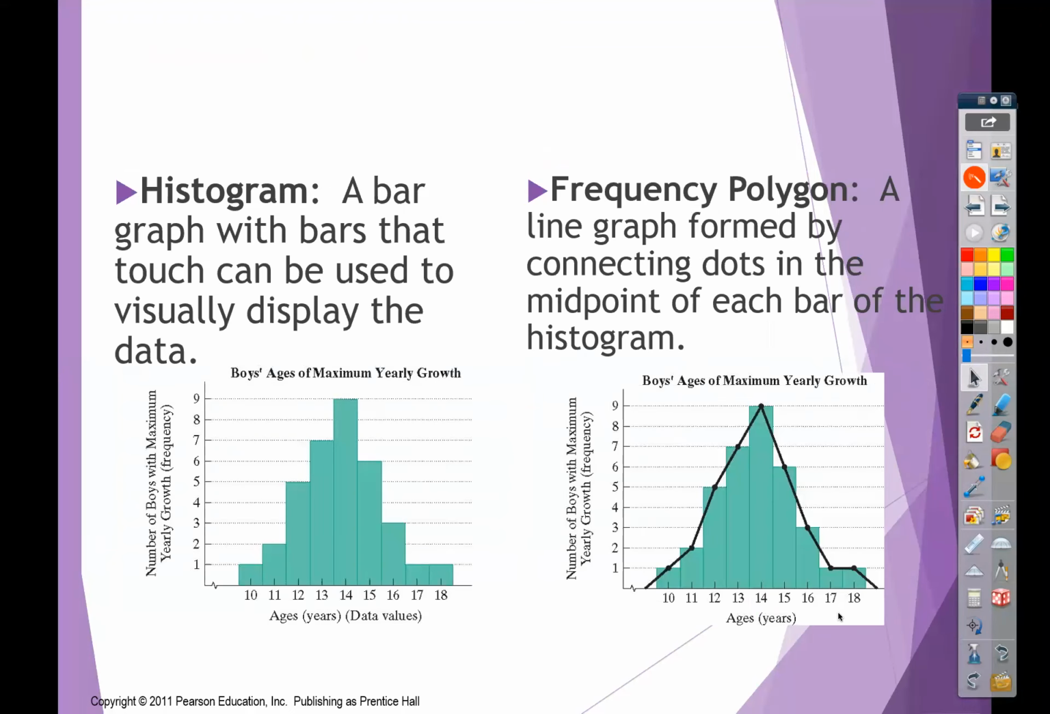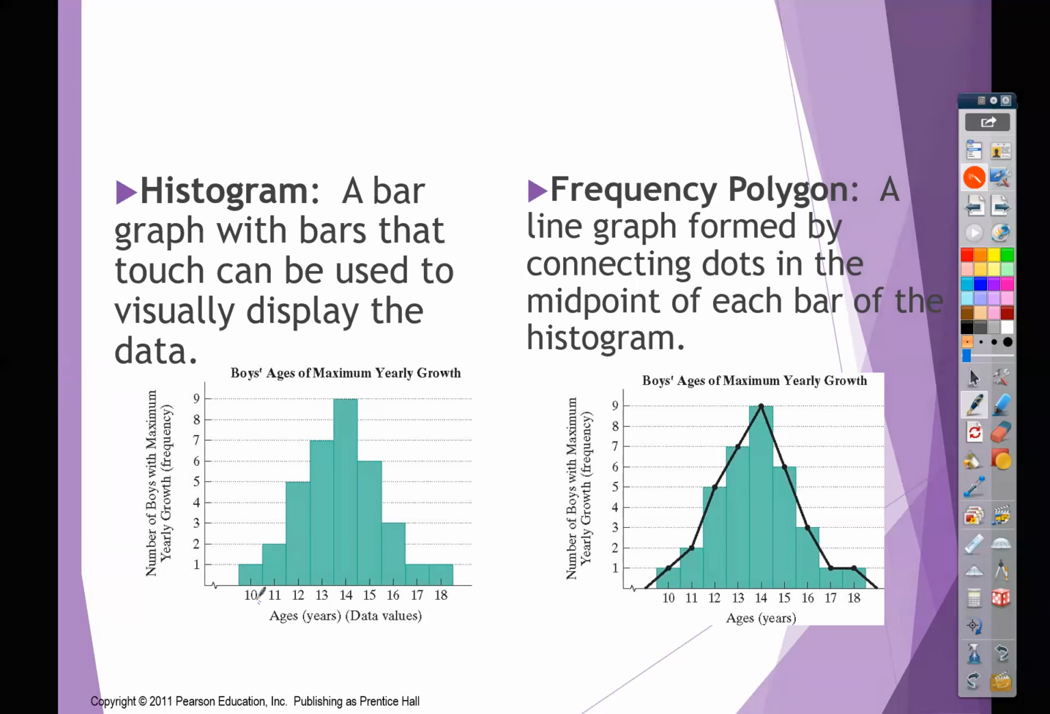All right, a histogram is a graph with bars that touch that can be used to visually display data. A lot of times there will be a range of numbers right here, but it's a bar graph that touches. A frequency polygon is the line formed by connecting the dots in the midpoint of each bar. So you see there is a midpoint dot at the top of each one of these bars, and that is what the line is connecting.